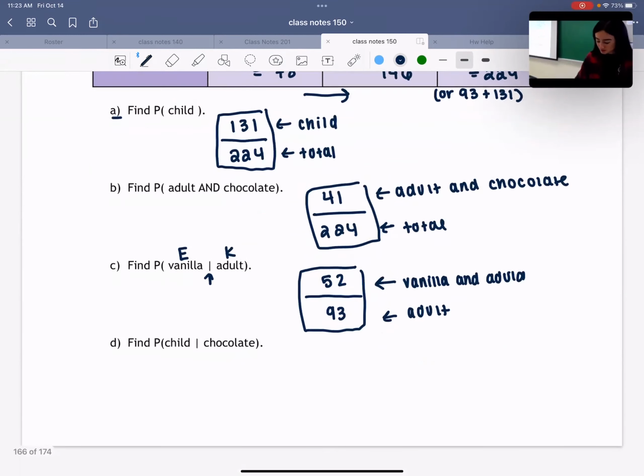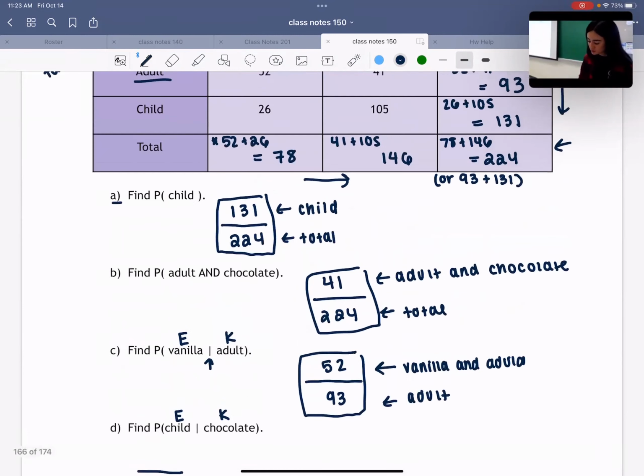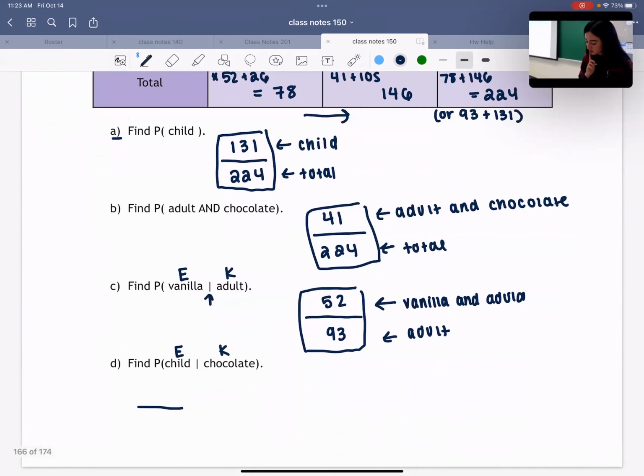Let's do it one more time. We want to find the probability of getting a child given that the child already likes chocolate. So E is child, K is chocolate. Up top, what am I looking for? 131, which is not quite on top. Remember, the top is both E and K. Perfect, 105. And that's because we're looking for both E and K, which is child and chocolate.